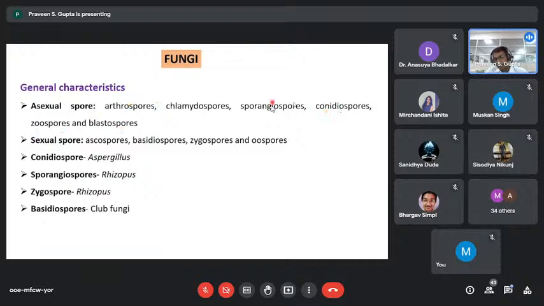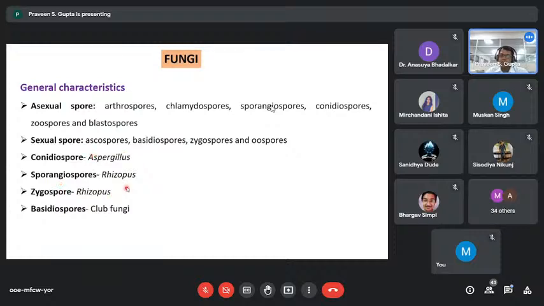You should remember the names of these spores. And the sexual spores which are produced are asco, basidio, zygo, and oospores. So there is a difference between the spores of asexual as well as sexual modes of reproduction. Okay. And one more thing is that fungi go towards asexual reproduction only when the condition is favorable, and when the condition is unfavorable, they move towards sexual reproduction. They produce different kinds of spores in different conditions.